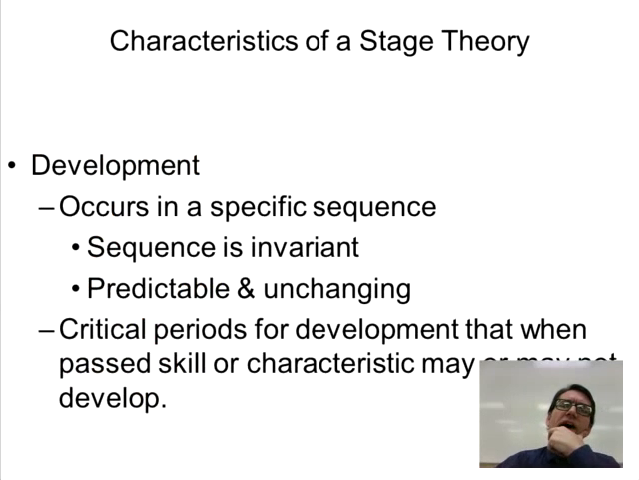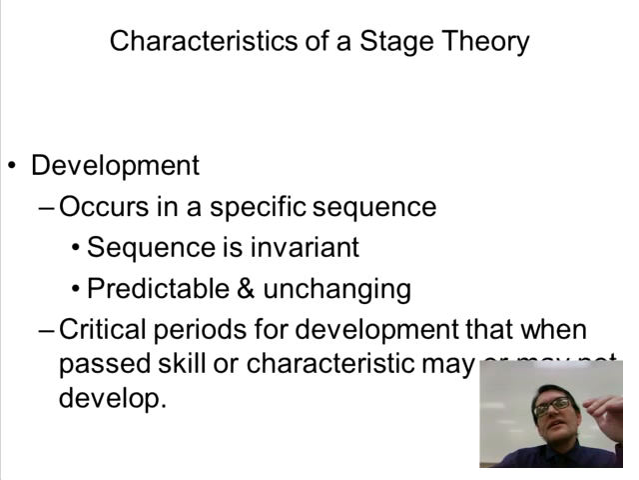Characteristics which are necessary to understand a stage theory. These stages in stage theories occur in a specific sequence. They don't change, and they're universal stages. Okay, they're universal. They're predictable. And there are going to be these critical periods for development. If you don't have the necessary input at the right point, then it's just gone. It's going to be too late.